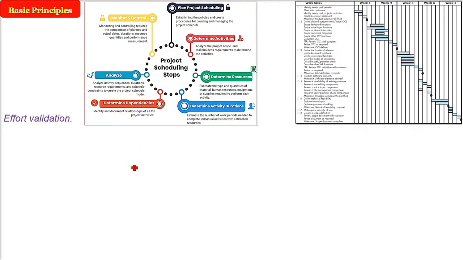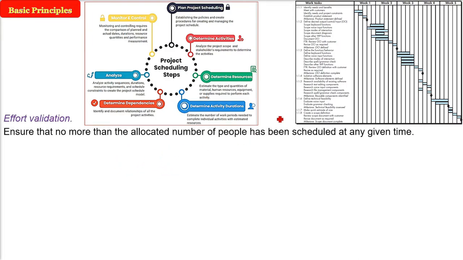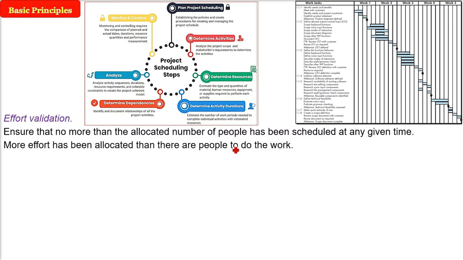Effort validation. What happens is, how many people you have allocated for what time. So ensure that no more than the allocated number of people have been scheduled at any given time. For example, 2 people working for say 7 days and 3 people working for say 3 days. More effort has to be allocated to the number of people that work.